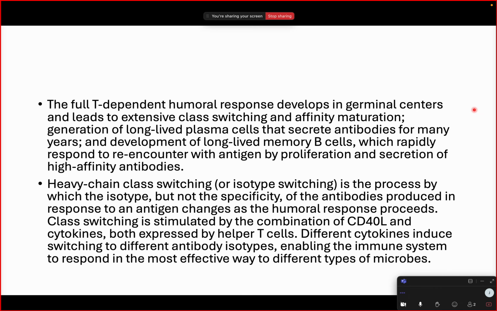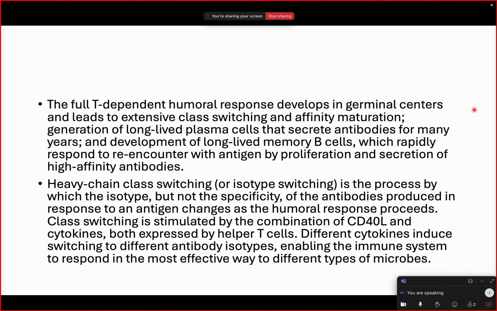The full T-dependent humoral response develops in germinal centers and leads to extensive class switching and affinity maturation. The generation of long-lived plasma cells that secrete antibodies for many years, and the development of long-lived memory B cells, which rapidly respond to re-encounter with antigen by proliferation and secretion of high affinity antibodies.